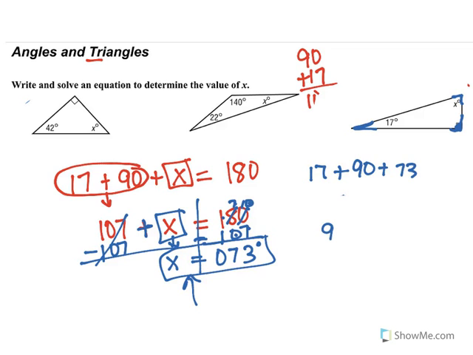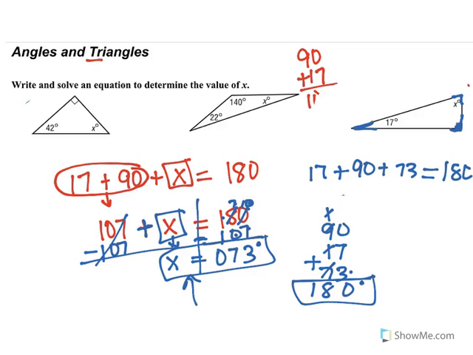So I'm going to add those to make sure they equal 180 degrees. All right, 7 plus 3 is 10, carry the 1. 9 plus 1 is 10, plus 7, 17, 18. And again, looks good. Total of 180 degrees. All right, let's go ahead and move on to the next piece.